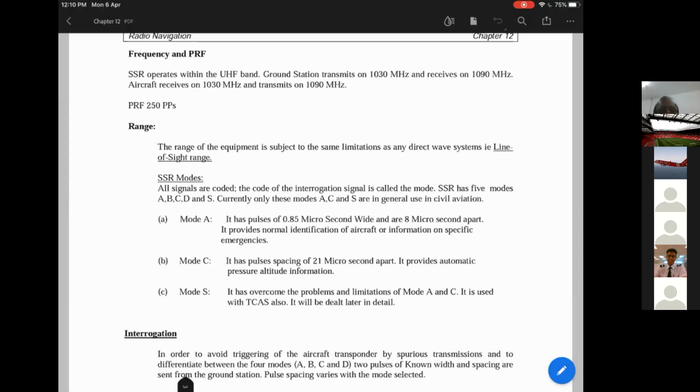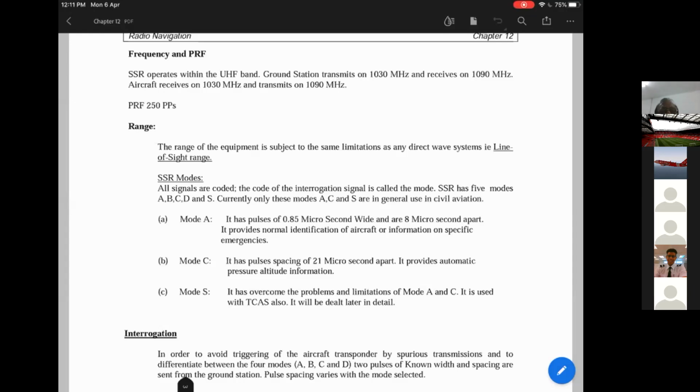We have 5 modes available. They are called Alpha, Bravo, Charlie, Delta, and Sierra. Again, the whole SSR transmits on 5 different modes. As far as you and I, or the commercial aircraft, are concerned, we use mode A, C, and S only. The remaining codes are considered confidential, meant for military aircraft only.